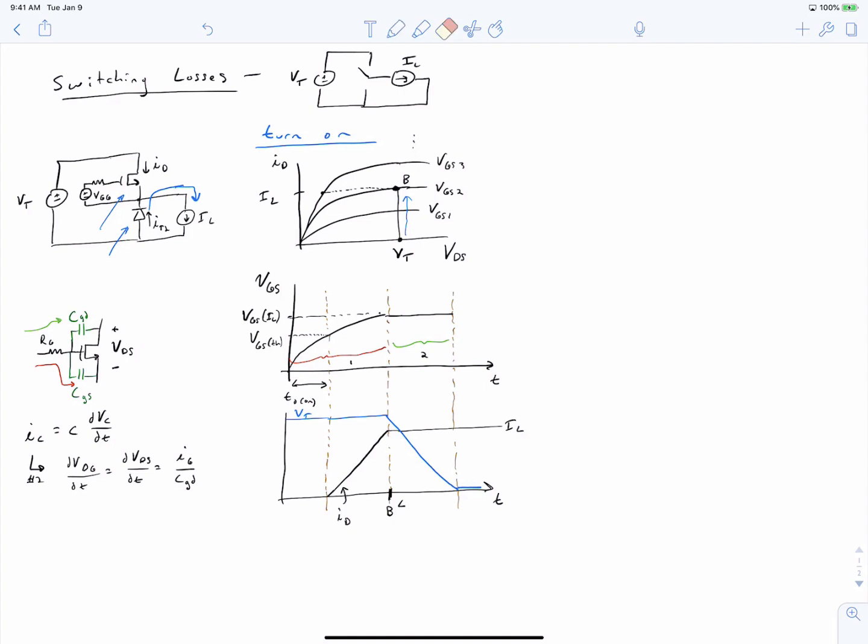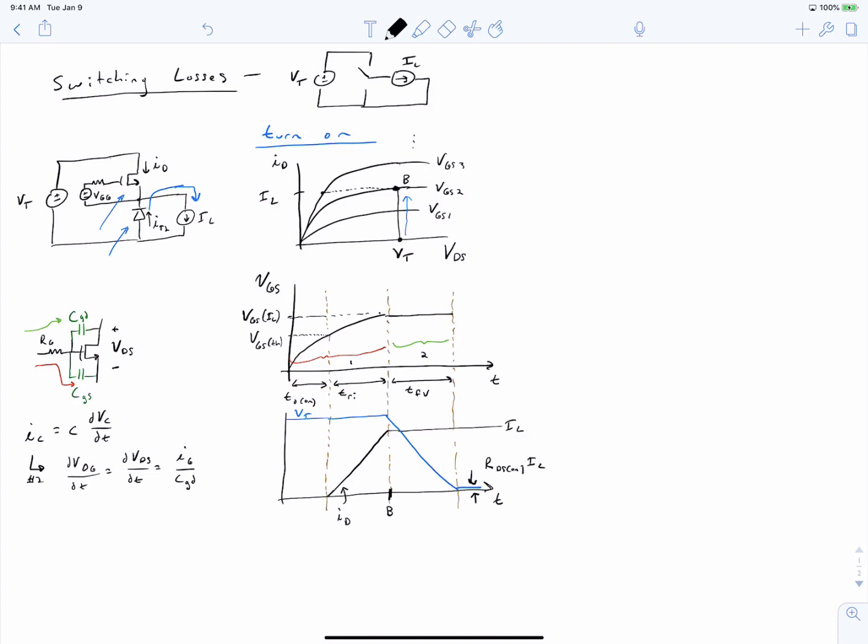So let's label some intervals here. This interval right here is called TRI, or the current rise time. This interval right here is called TFV, or the voltage fall time. When our drain to source voltage finally falls in this interval out here, it becomes equal to RDS on times IL, just the voltage drop across the equivalent resistance.